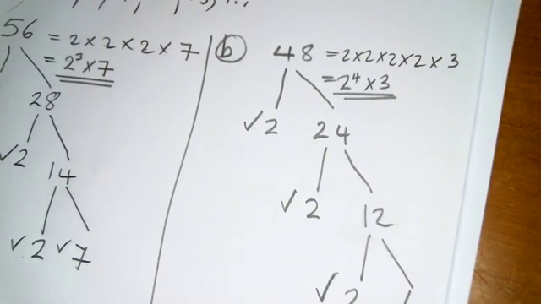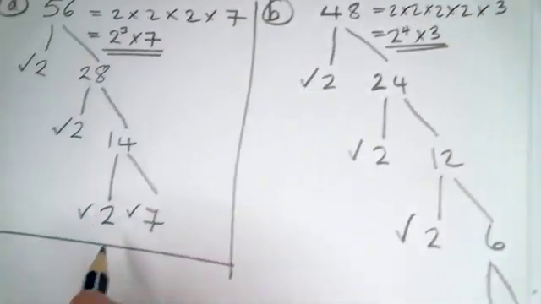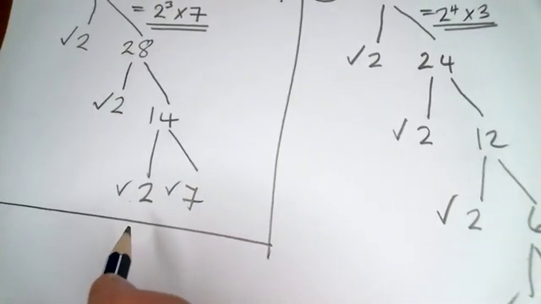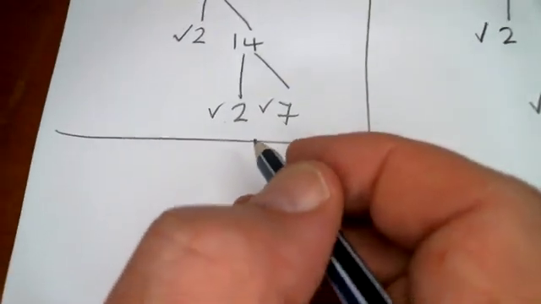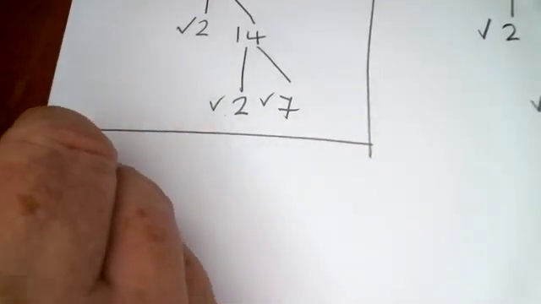All right, let's have a look at some other ones. I'm not going to do them all. I'm going to do half of them for you. So let's do C. C is 72. So I'll do 72 over here.